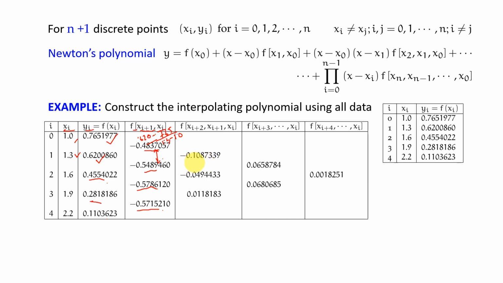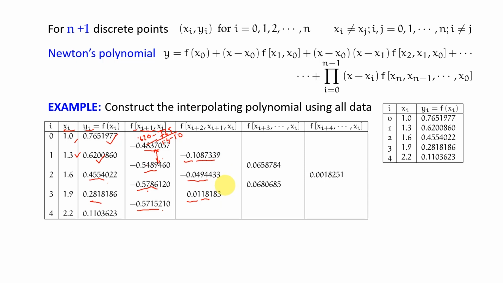After that, I have the second finite difference, minus 0.1087. Similarly, I take 0.54 and 0.57 and divide that by 1.9 minus 1.3, and I get 0.0494. I go on with this, taking 0.5786 and 0.5715, and I have 0.0118 as my second finite difference.